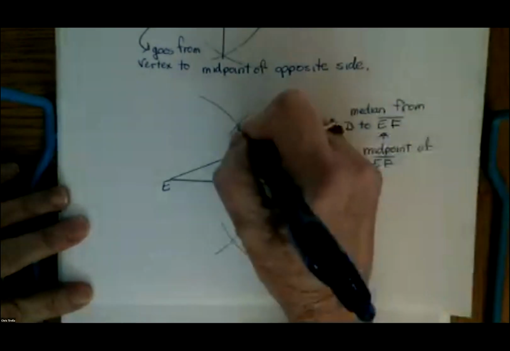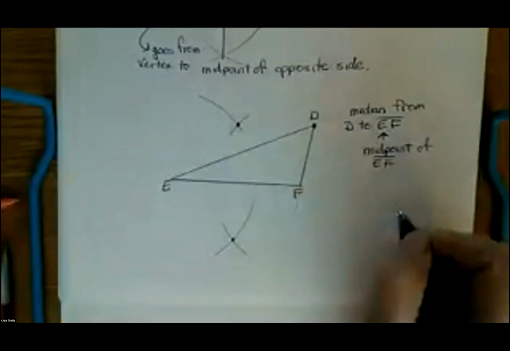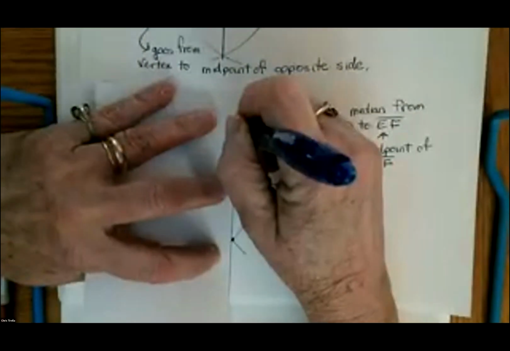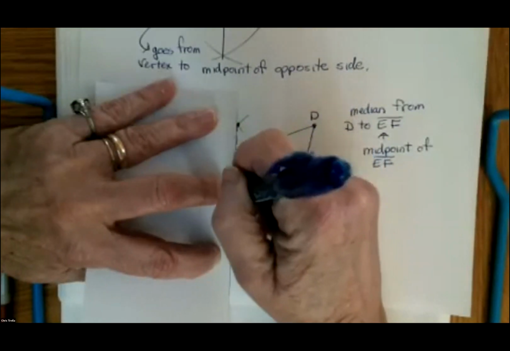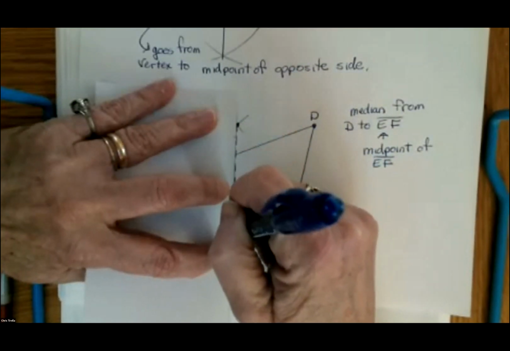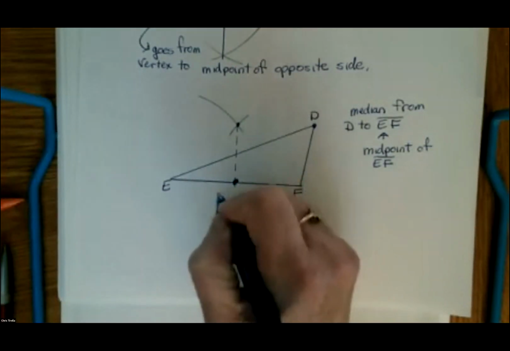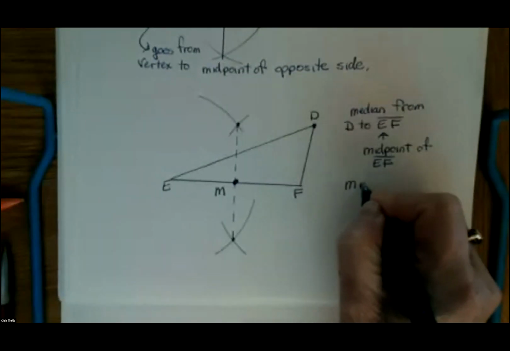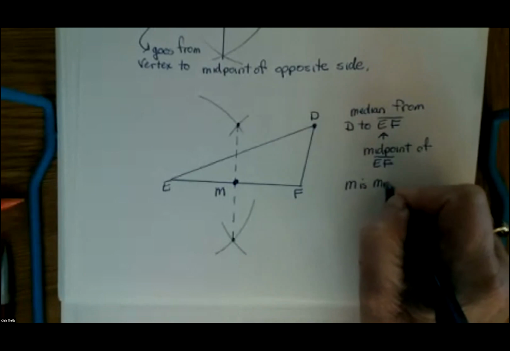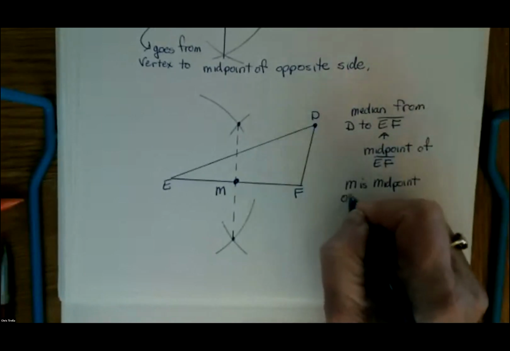This gives me 2 X's, 2 points. And I'm going to connect them, but with sort of a dotted line, because I don't need the whole perpendicular bisector. I just need over here the midpoint. M is now the midpoint of EF.